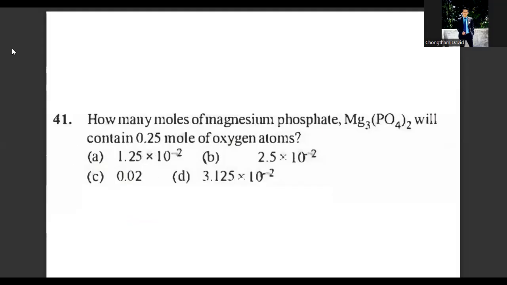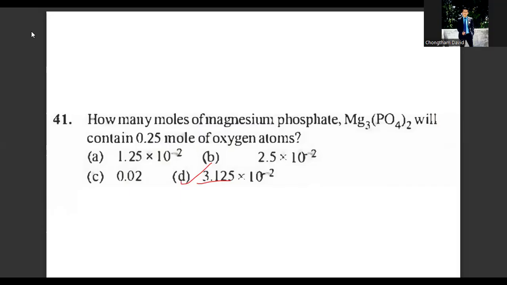Question number 41. How many moles of magnesium phosphate will contain 0.25 mole of oxygen atoms? One mole of magnesium phosphate contains 8 moles of oxygen atoms, and therefore 8 moles of oxygen atoms will have 1 mole of magnesium phosphate. So 0.25 mole of oxygen atoms will have 1 by 8 times 0.25 mole of magnesium phosphate. After simplifying, you get the moles of magnesium phosphate as approximately 0.03. So D is the answer for question number 41.